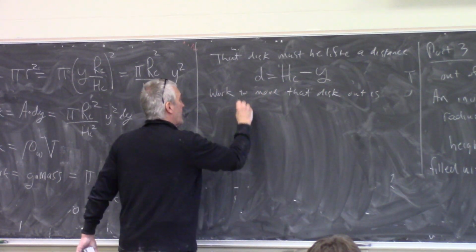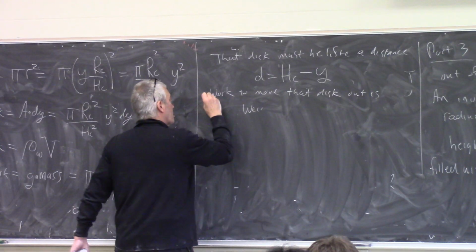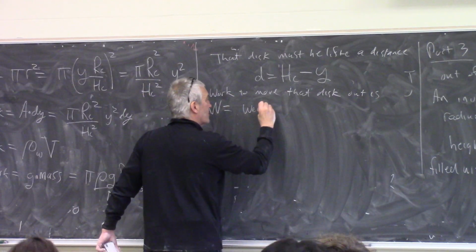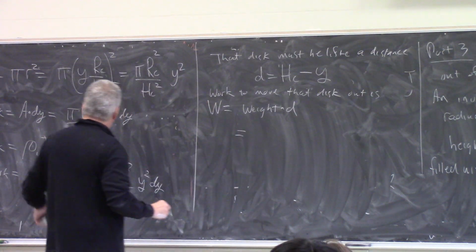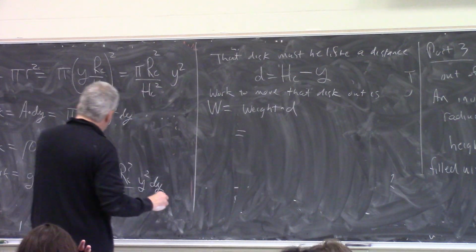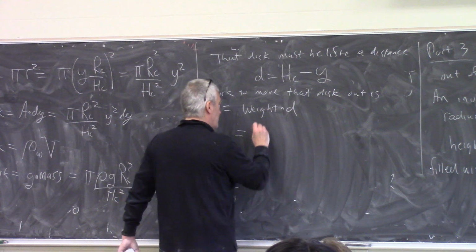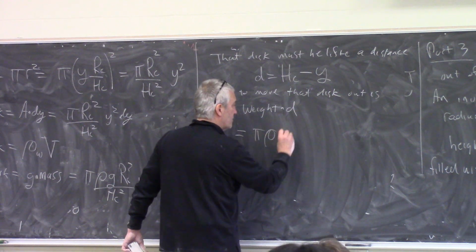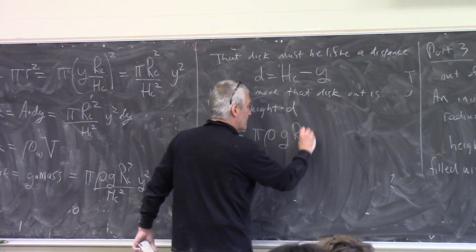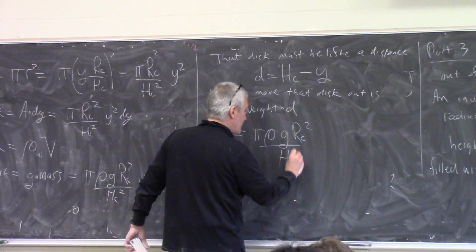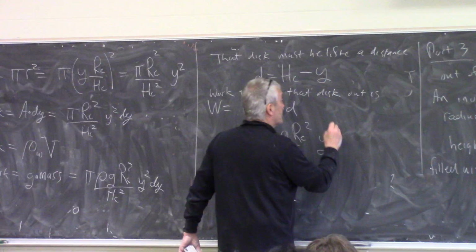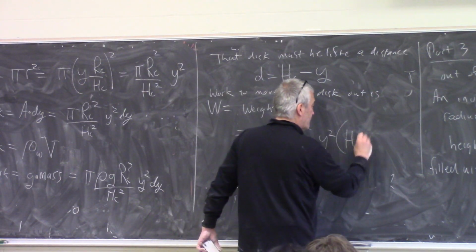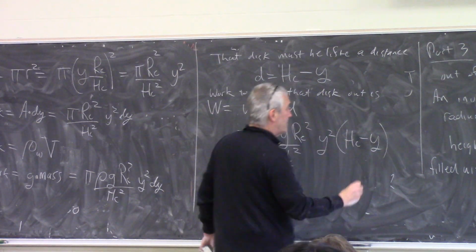So the work is going to be the weight times the distance. So it's going to be this whole mess, pi rho g Rc squared over Hc squared times y squared times Hc minus y dy.